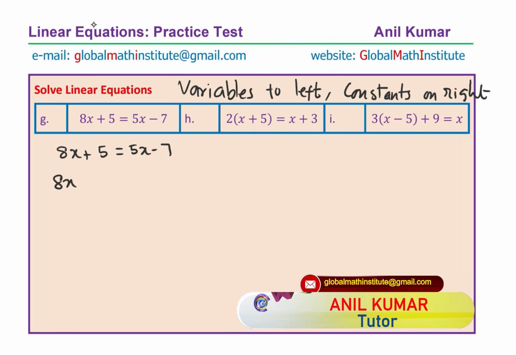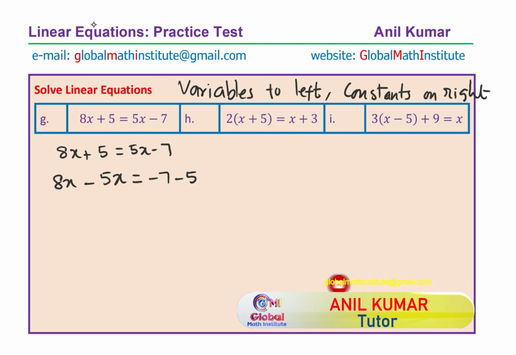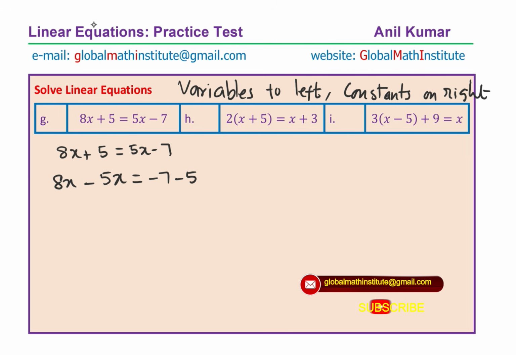If you follow the simple rule, we have 8x, which is a variable. We'll keep it here. 5x we'll take to the left side, and when it comes to the left side, the sign changes. We have minus 7 minus 5. Makes sense? Correct?